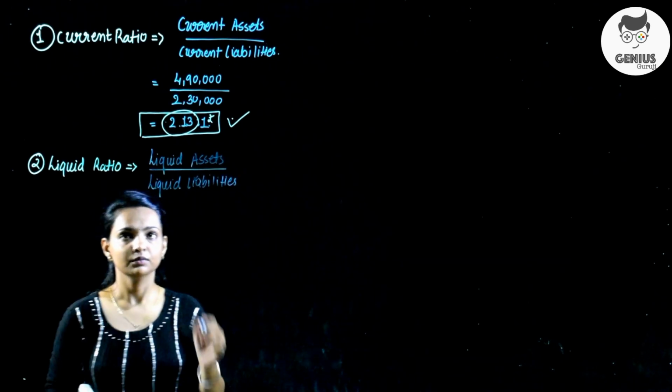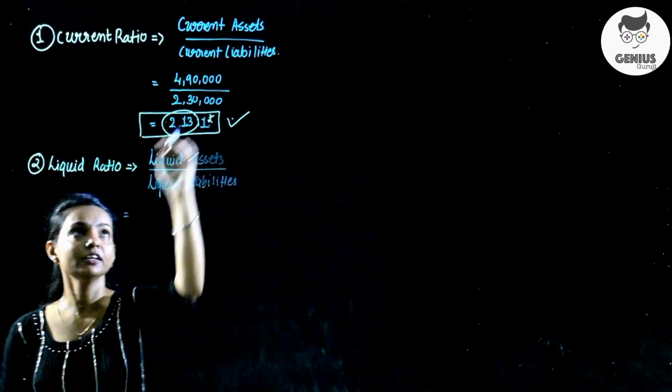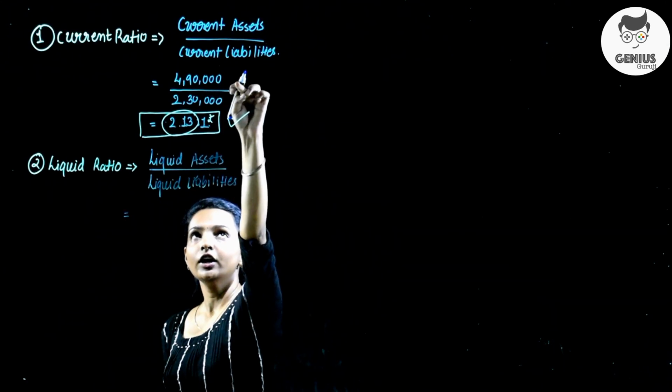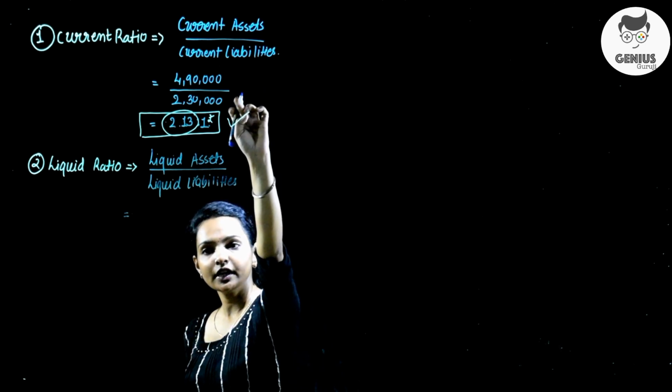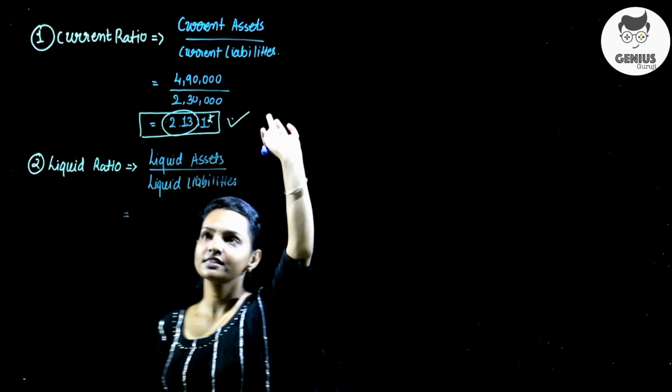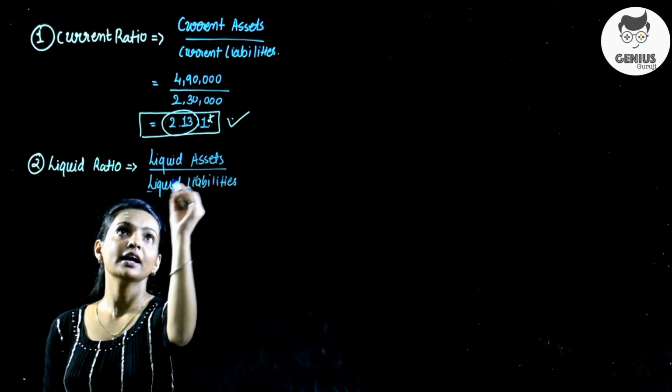Okay. Now see, what is the difference between both? If you are deducting stock from over here, you will get LA, and if you are deducting BOD from your SCL, you will get LL.